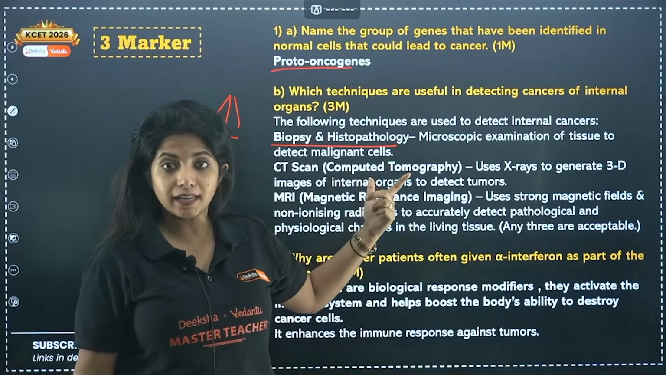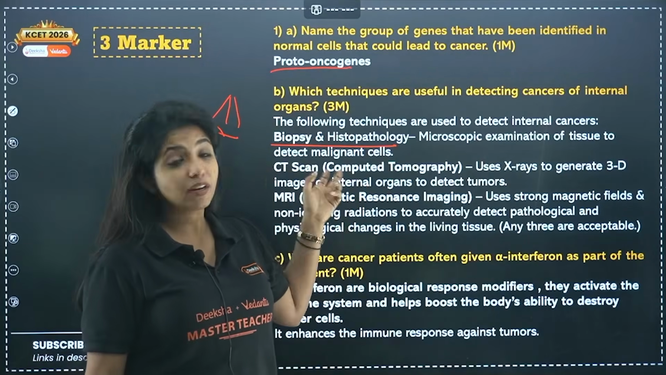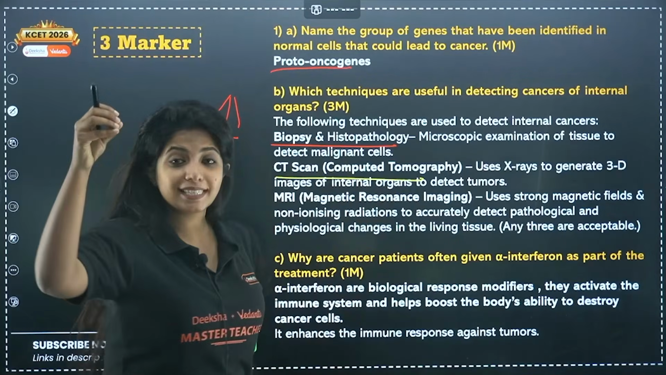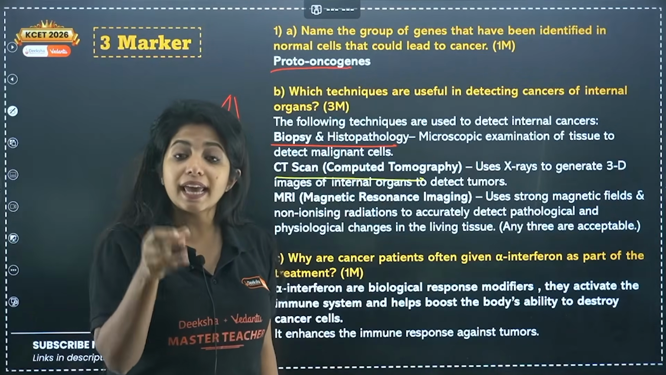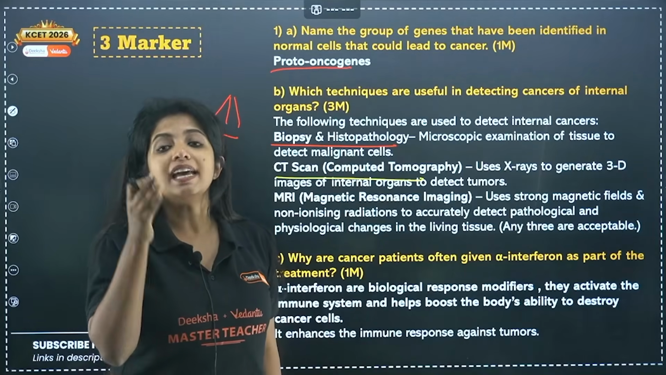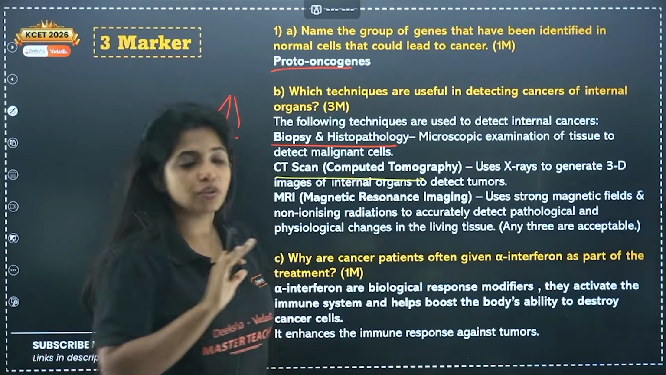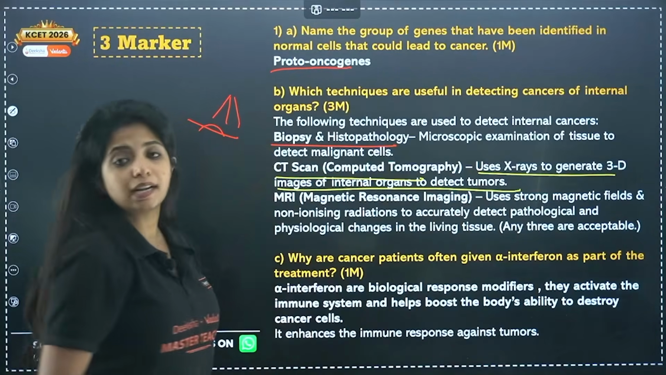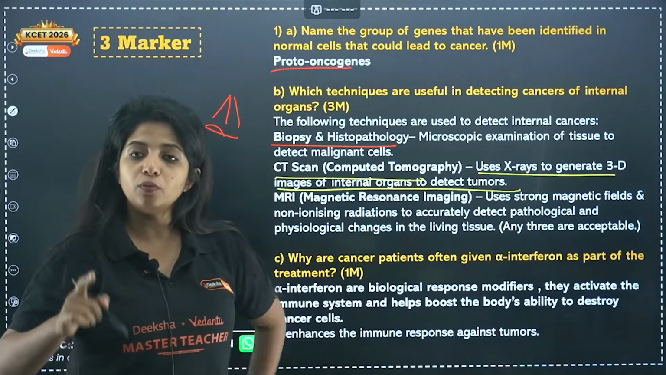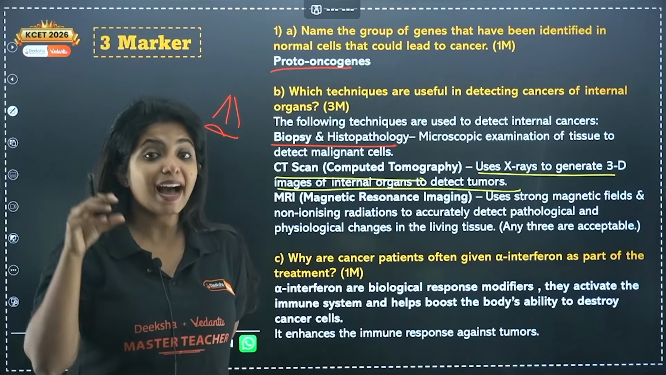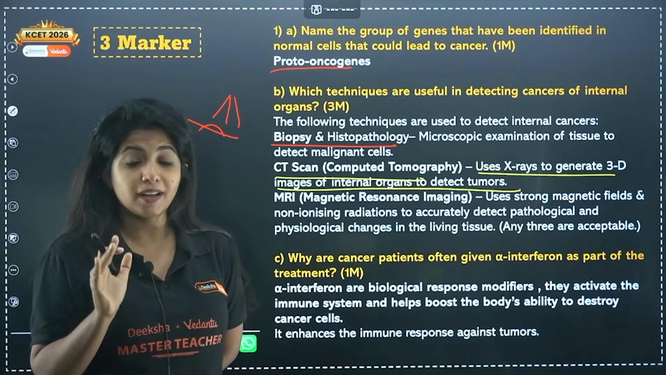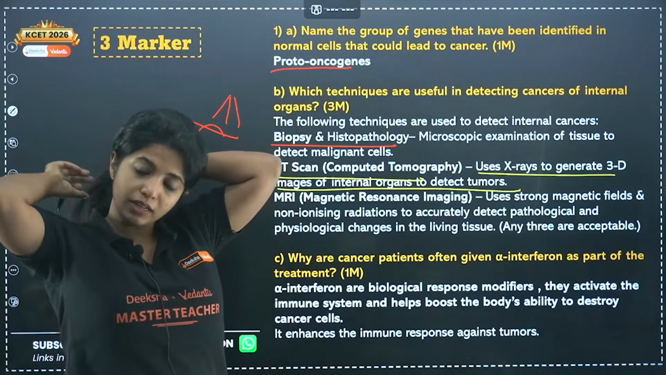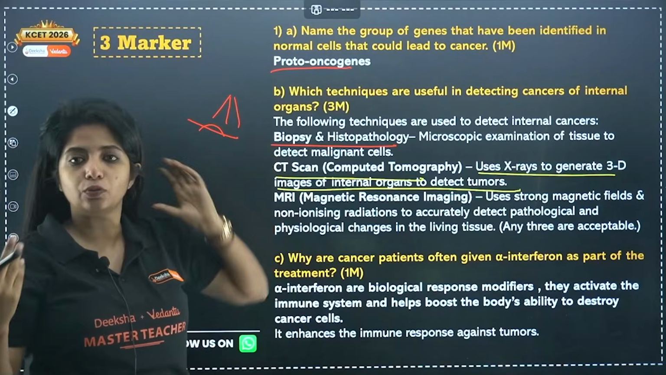Now CT scan is there. Computerized tomography method, my dear children, where you use X-rays to give you a 3-dimensional image of the internal organs, which will help in detecting the cancer or tumor in the internal organs. So CT scan or computer tomography is done using X-rays, ionizing radiation. Remember, X-rays are not safe. They're ionizing radiation, and they lead to generation of a 3D structure of the internal organs. So we'll get to know things better.